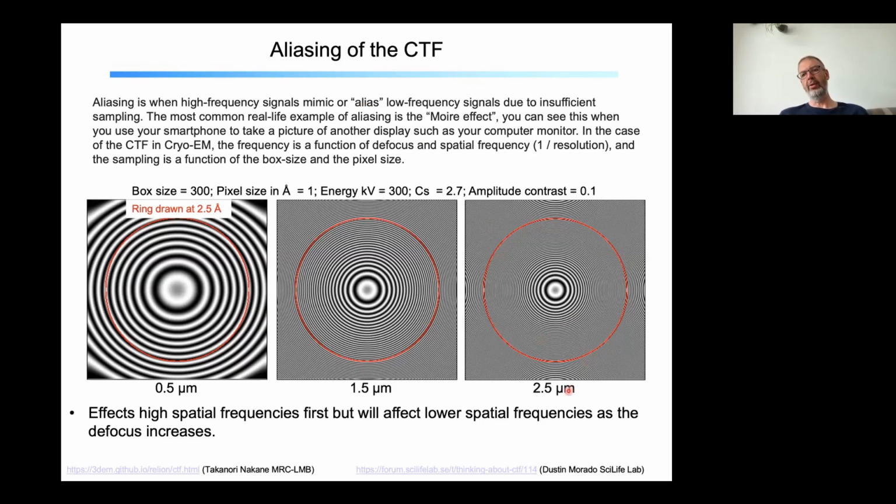And again, as you increase the defocus, if you keep the box size the same, which is what you would normally do for most data sets, you can see that these effects start out at higher spatial frequencies, but as you increase the defocus, they start to appear at lower spatial frequencies, and essentially they just add noise, so you're not correctly correcting for the contrast transfer function.